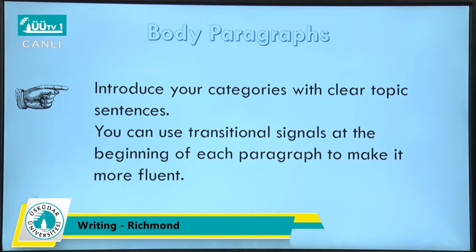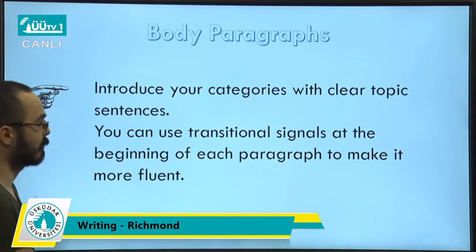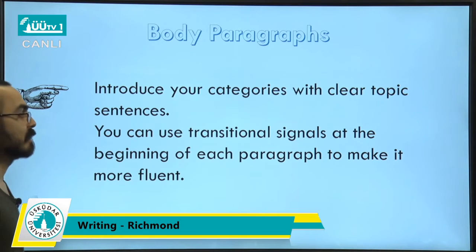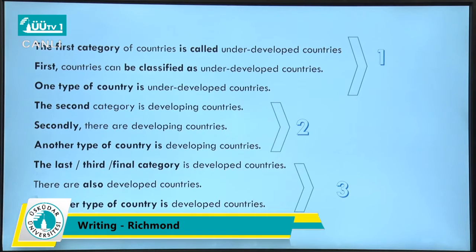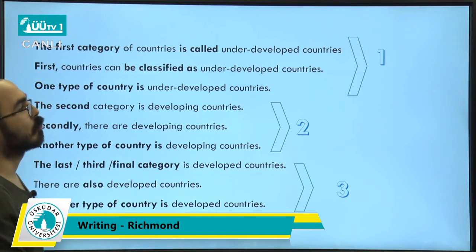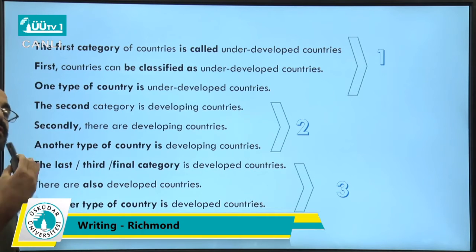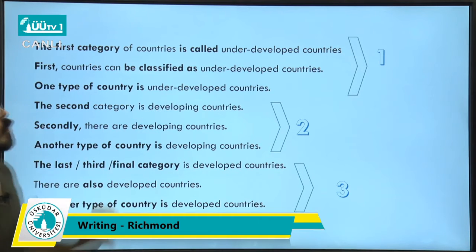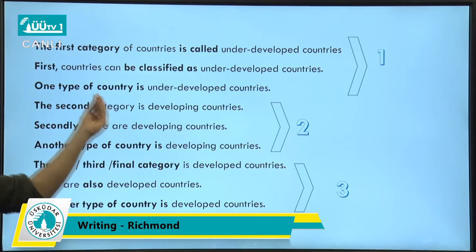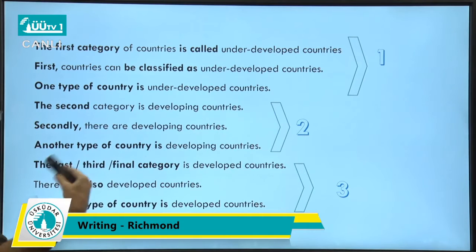In our body paragraphs, please introduce your categories with clear topic sentences. You can use transitional signals at the beginning of each paragraph to make it more fluent. What are transitional signals? Like first, second, then, right? Something like this. For example, the first category of countries is called underdeveloped countries, right? In your body paragraph, you have started to work out your way to write your classification essay, right? So you're doing this, actually. The first category of countries, all right, is called underdeveloped countries. Or an alternative way is what? First, countries can be classified as blah blah, then move on from there.